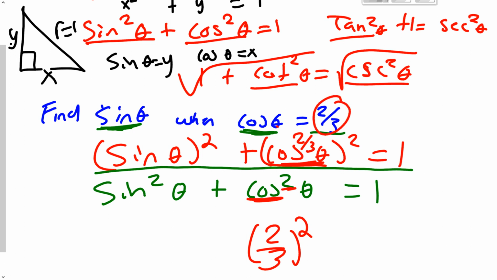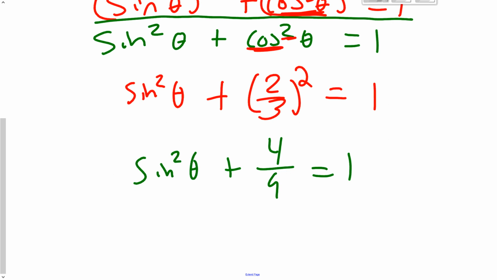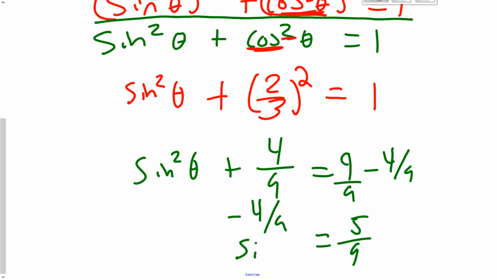Okay, this 2/3 is not the angle. So I'm not taking cosine of 2/3, I'm taking 2/3 and squaring it. And that plus sine squared of theta equals 1. So now we square that, we get 4/9. Now we subtract 4/9 on both sides. This will turn into 9/9, so 5/9 equals sine squared of theta.